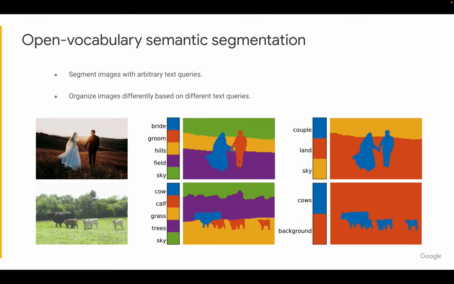So in open vocabulary semantic segmentation, our goal is to segment images with arbitrary text queries. And when given different lists of text queries, the method should organize the image differently. So in this picture, we show the qualitative results of OpenSeg on different text queries. If there are fewer categories, the organization of the segmentation is simpler, and OpenSeg is able to do this.